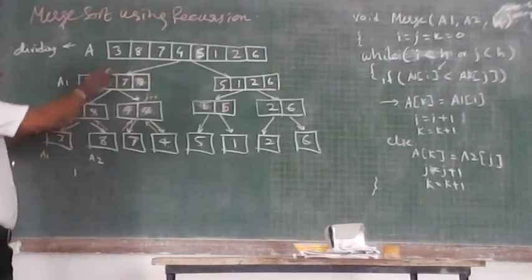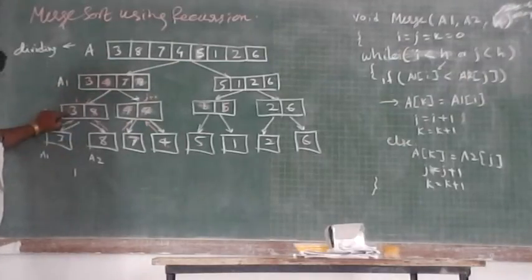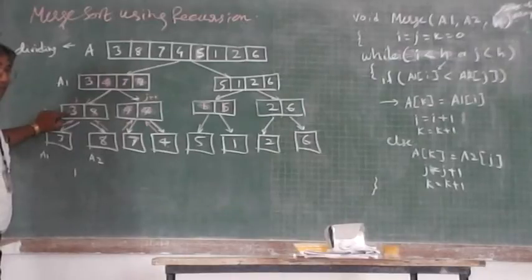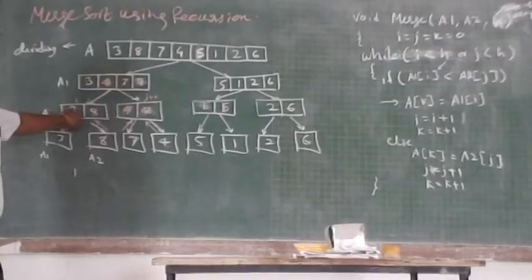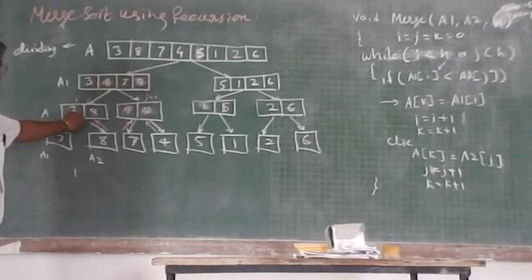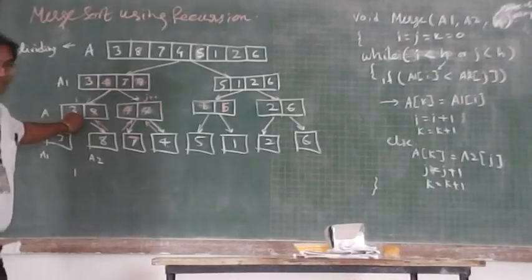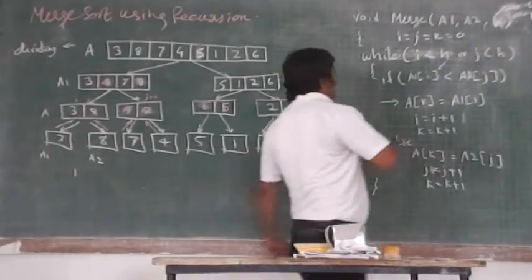Again, control goes to where? The while. So i is less than H. So 1 is less than 1. False. Or j is less than H. It is true.